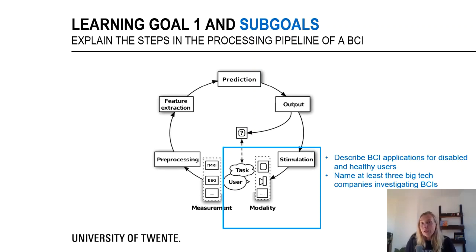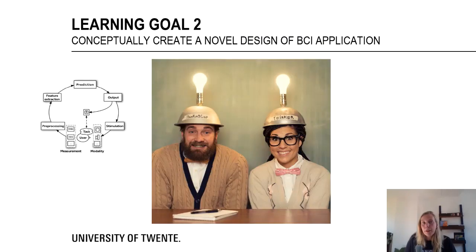Okay, so those are the sub-goals for the first learning goal. Now, for learning goal 2, I want you to conceptually be able to create a novel design of a brain-computer interface application. This is related to the second assignment, which is an individual assignment for all of you. You have to invent an application for a brain-computer interface. This is the creative part, and I'd want you to describe it to me as best as you can, and very visual if you want, some idea of how we can use BCI in an application in a creative way.